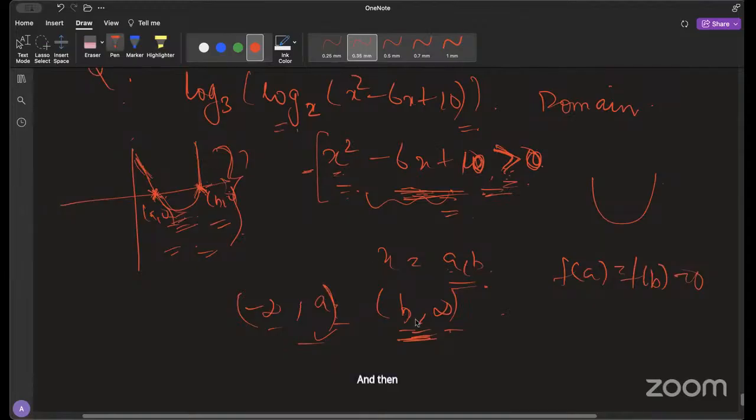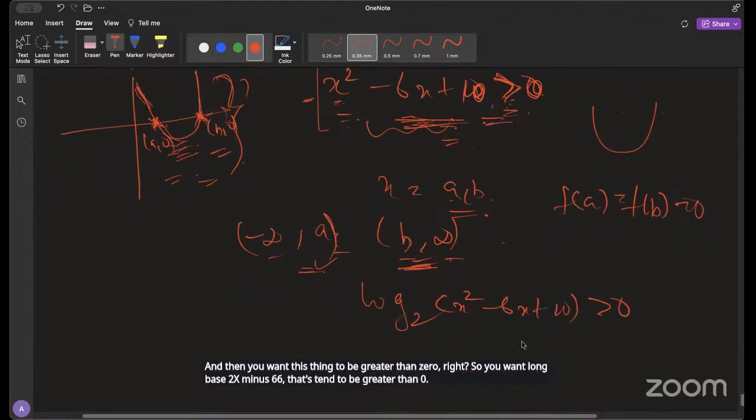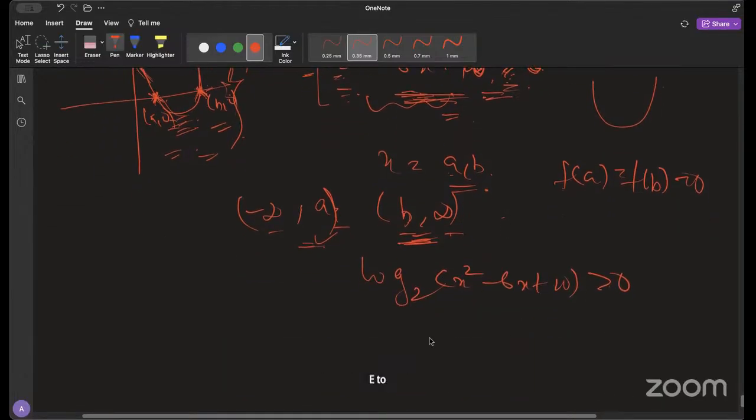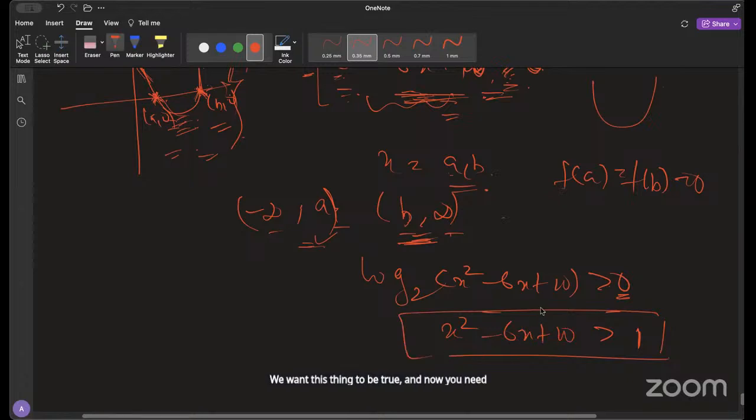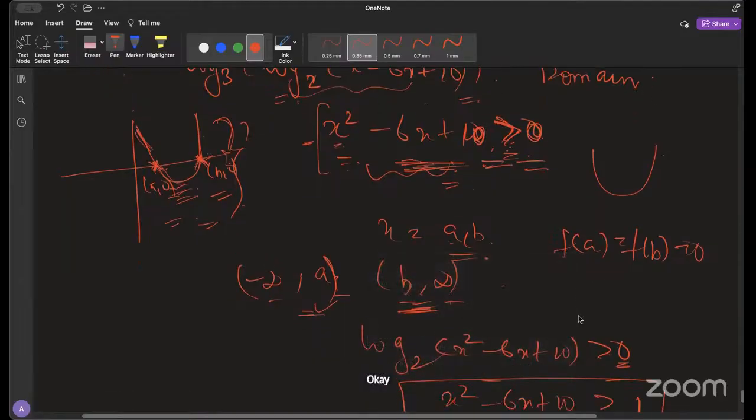And then the log part, you already know how to do it. So let's say you've got this to be the domain. So this is greater than 0. And then you want this thing to be greater than 0, right? So you want log base 2 of (x square minus 6x plus 10) to be greater than 0. So again, let's just raise both of them to the power 2. It doesn't matter here because we have a 0 here. So we're going to have 1 and this thing. We want this thing to be true, and now you need to do the same with this equation that you did with this.